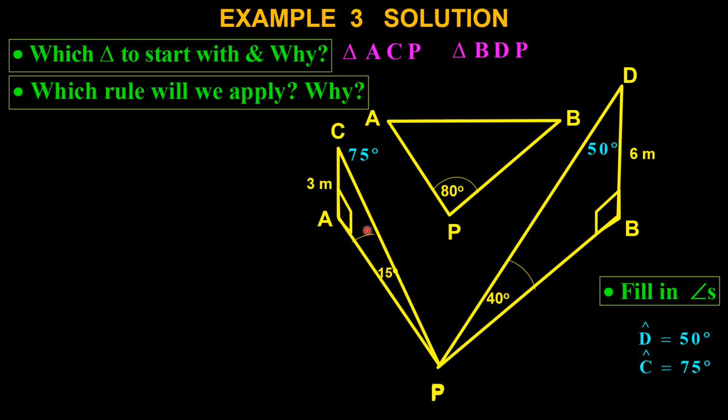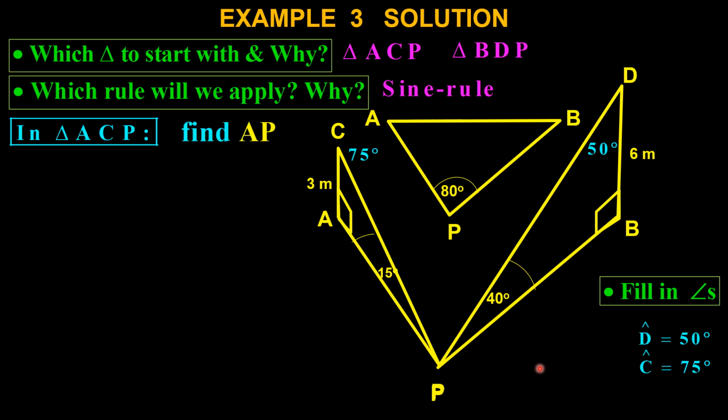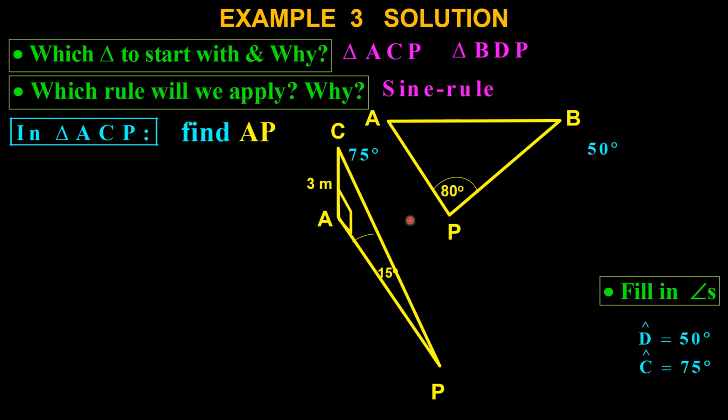Which rule can we apply in each one? It's the sine rule, with a side and an angle. It's much easier using the sine rule. So we're going to apply the sine rule in ACP, and we want to find AP. Why AP? Because if I have AP, I can use it there. This AP and that AP are the same. So I will work out AP.